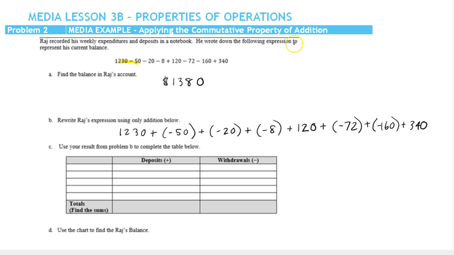So by the commutative property of addition, we can add these in any order that we like. You could think we could interchange these two or these two, and any combination thereof, rearranging these in any way we want. So what we're going to do here is make a list of the deposits, which are the positive numbers, and the withdrawals. So we have a positive 1230, scanning along, 120, and 340.